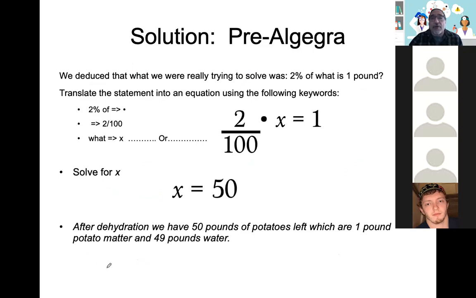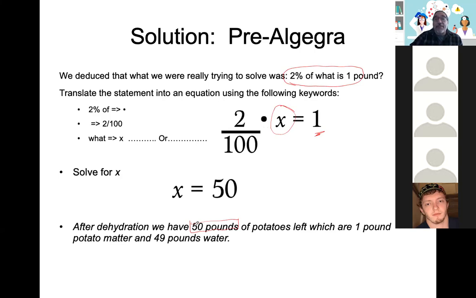Notice that we're rephrasing the question, so we're still using a little bit of verbal reasoning. And we say 2% of what is 1 pound? And so we use our ratio, 2 out of 100, 2%. We want to know what times what equals 1 pound. And of course, if we solve for X very quickly, we can show that after dehydration, we have 50 pounds. So we get the same answer using a slightly different methodology.